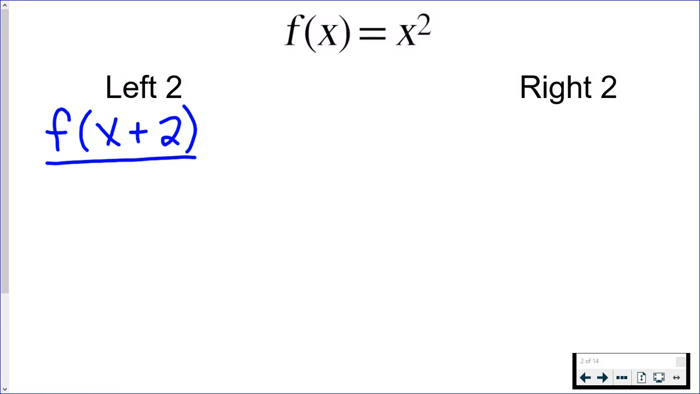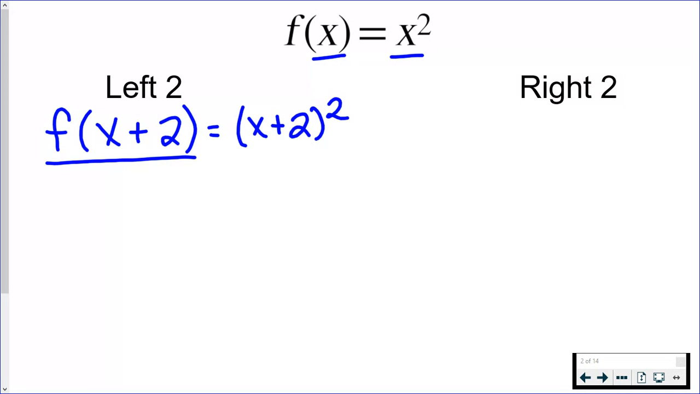This notation is telling me to replace every single x in the function f. So I have an x right here, and I have an x right here. I'm going to replace both of those x's with x plus 2. Now remember, whenever you plug something in, please keep it in parentheses. If I didn't put the parentheses there, this would be a completely different answer.